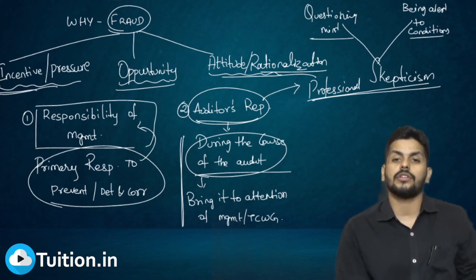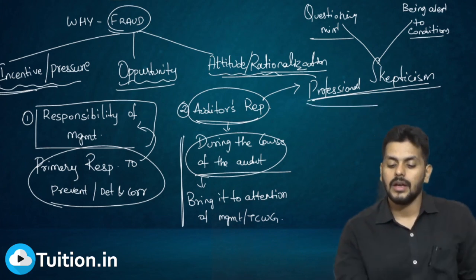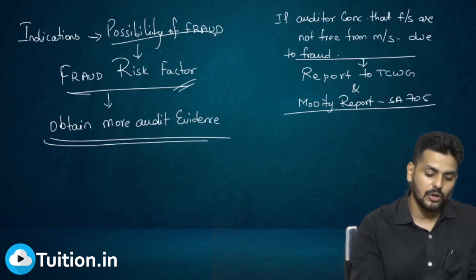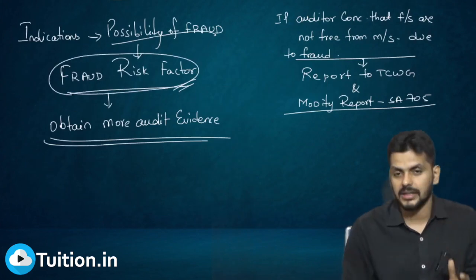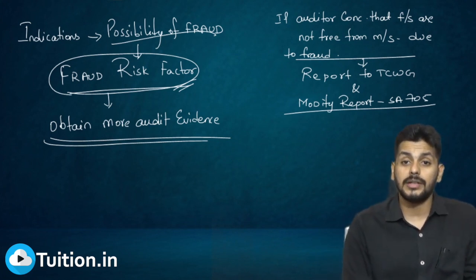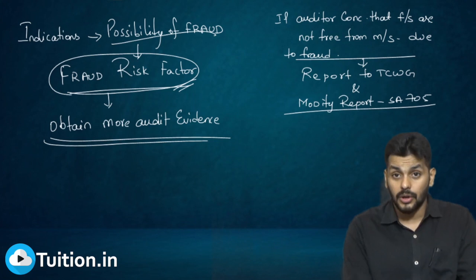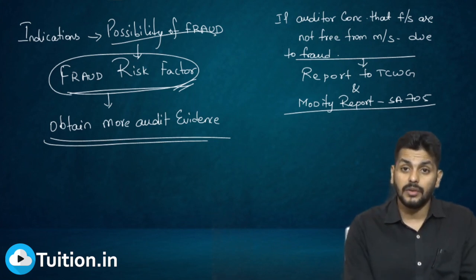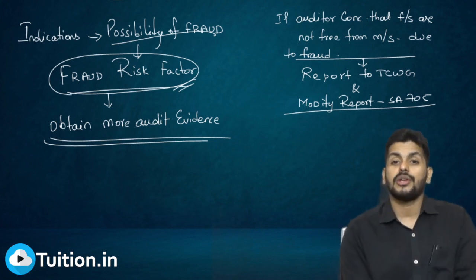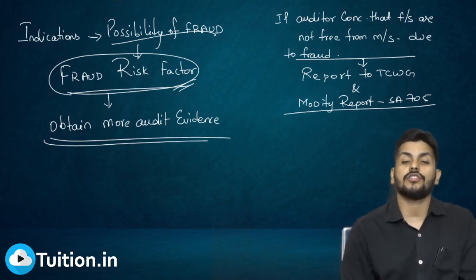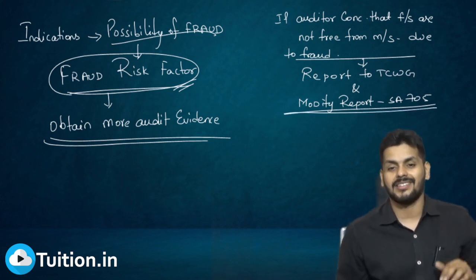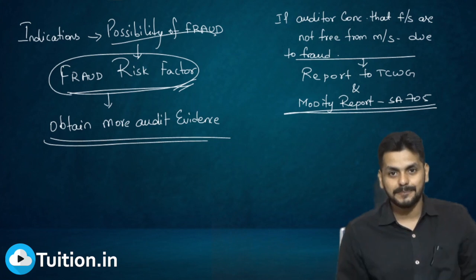And what is management's responsibility? What is our responsibility? The concept of professional skepticism to be applied while checking for fraud, and the concept of a fraud risk factor wherein you have to obtain more audit evidence to see that it's just a possibility and not the truth. But if at all you find that there is a possibility of a fraud and that really leads to a suspected or an actual fraud, communicate it to the TCWG, and if they make corrections and take action, very good. If they don't, you might want to modify the report as per SA 705.